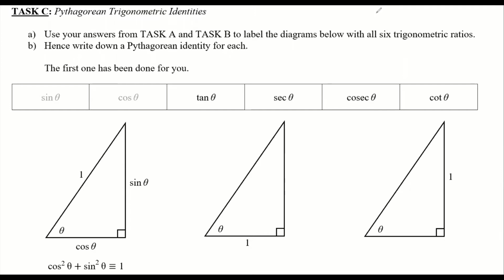The first one has been done for you on the left-hand side. You can see I've labeled the adjacent side as cos theta, the opposite side as sine theta, and the hypotenuse was given as 1. And then we can now state the Pythagorean identity as cos squared theta plus sine squared theta is identical to 1. I'd like you to reproduce this for the remaining two right-angled triangles. Please pause the video and have a go at this.